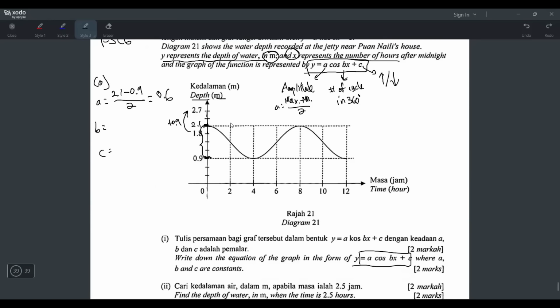Okay, this one is very easy. You just take 360 divide with the period. Period means the time taken for one cosine graph. So as you can see, one complete cosine graph ends at 8, right?